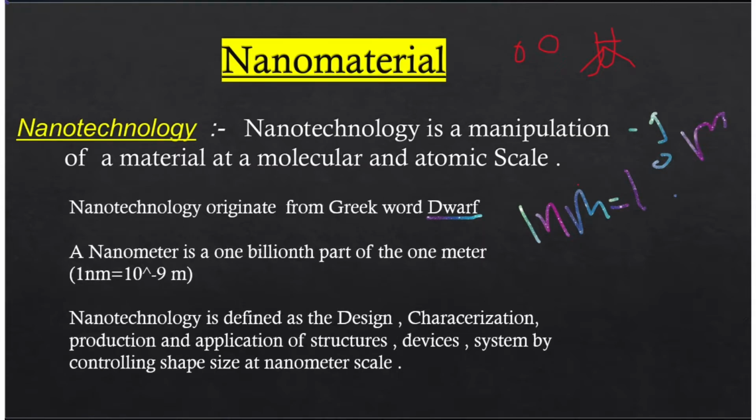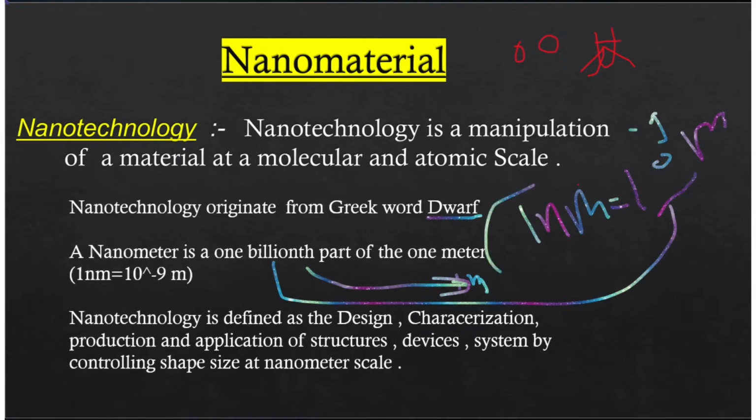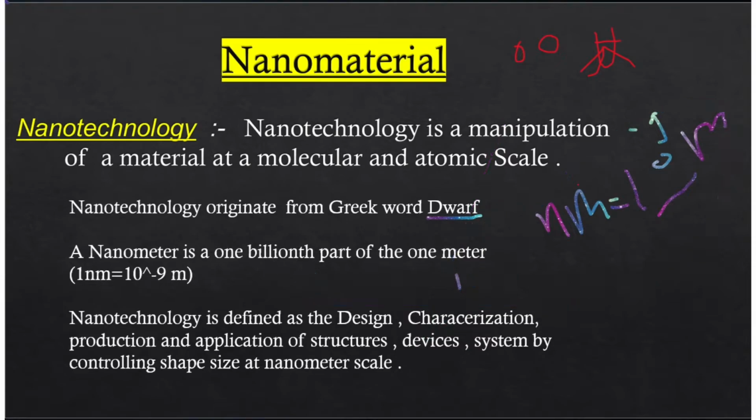What is meant by 10 raised to power minus 9? 10 raised to power minus 9 is 1 billionth part of a meter. So 1 nanometer is equal to 10 raised to power minus 9 meter.